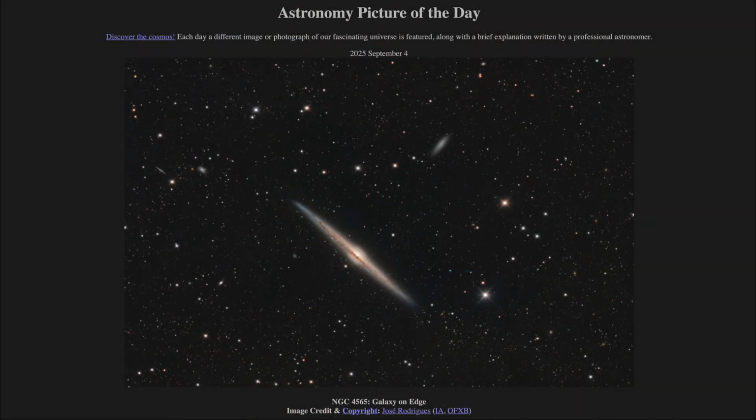So that was our picture of the day for September 4th of 2025. It was titled NGC 4565, Galaxy on Edge.